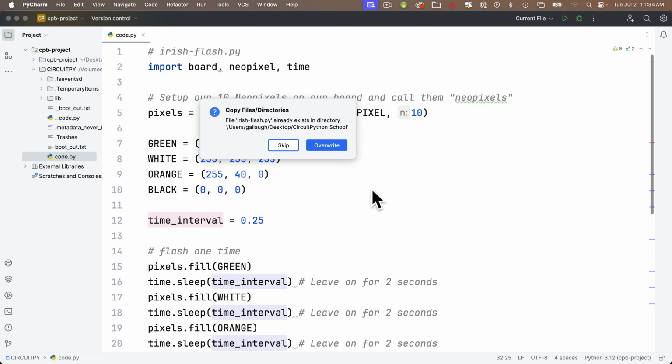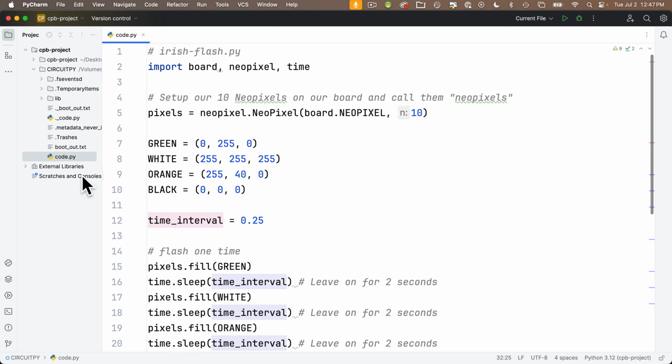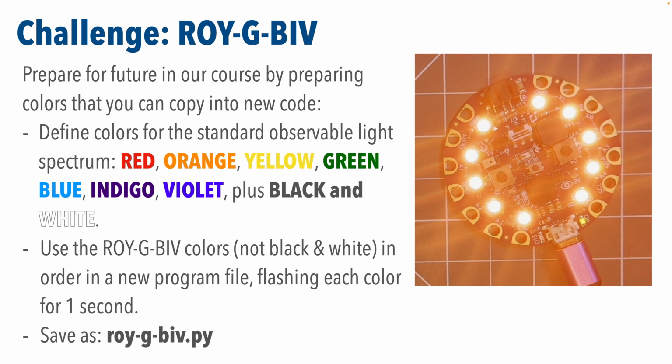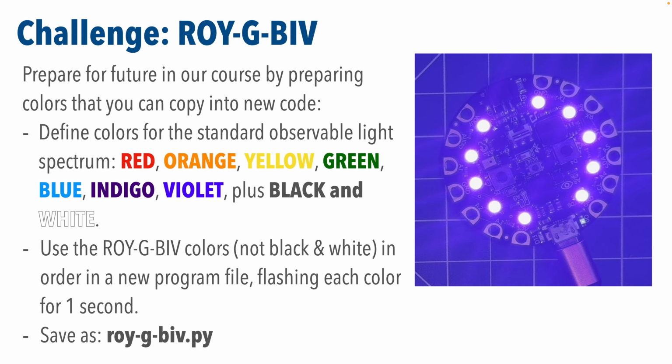and then I can close my Irish Flash tab when I'm done to make sure that I'm working on code.py back on my CIRCUITPY board. Cool. And here's our roy-g-biv challenge. You can pause and review if you need to. We'll go through this one very quickly since the biggest takeaway here are our color values.